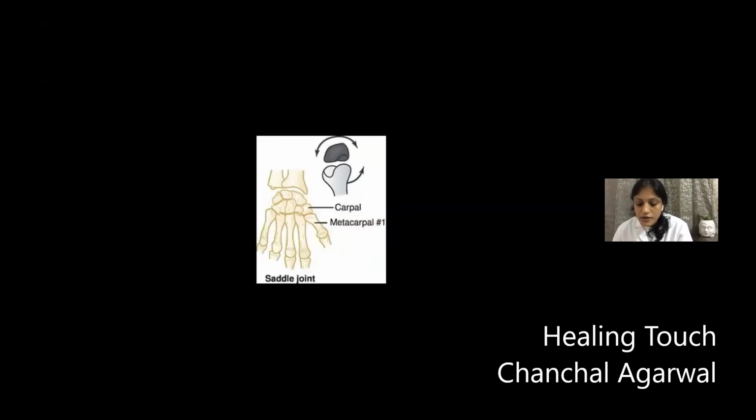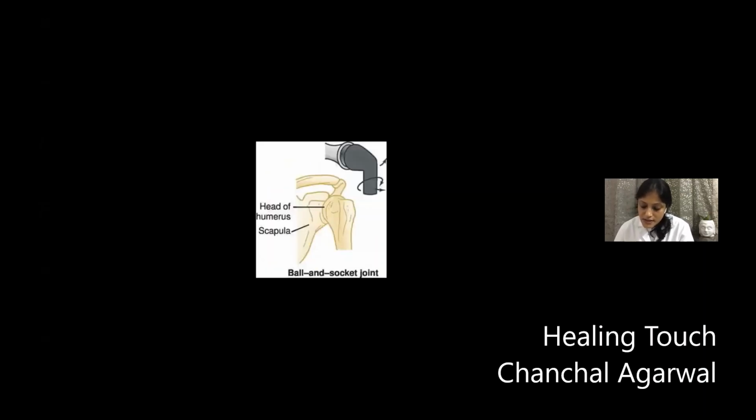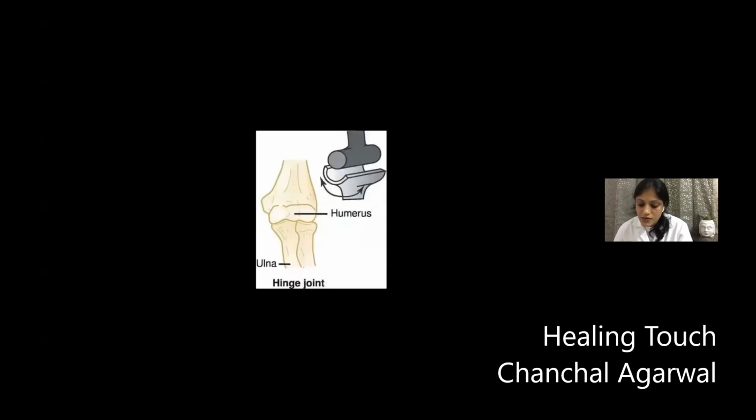This is saddle joint, which we discussed just now, the last joint, which is at the base of the thumb. So this is saddle joint. This is condyloid joint on the wrist. This is ball and socket joint, that is on the shoulder or the hip joint. And the last one, that is your hinge joint, that is on the elbow or the knee. This is an example of hinge joint.